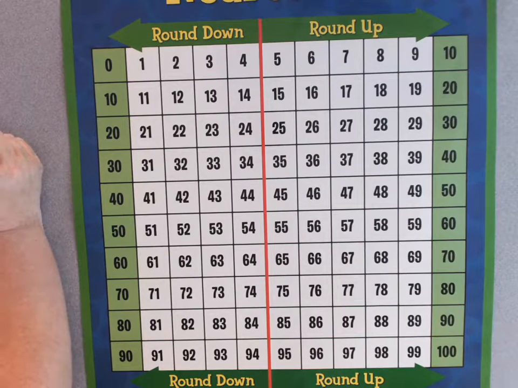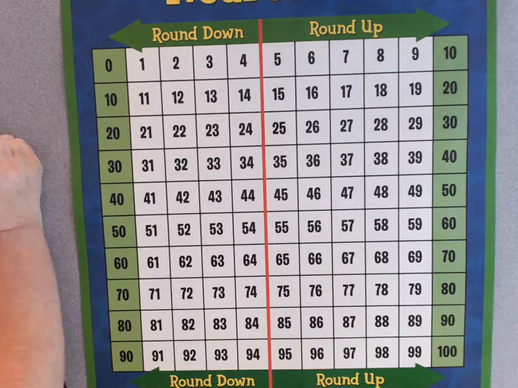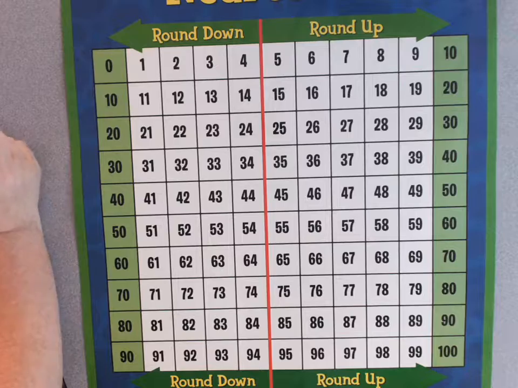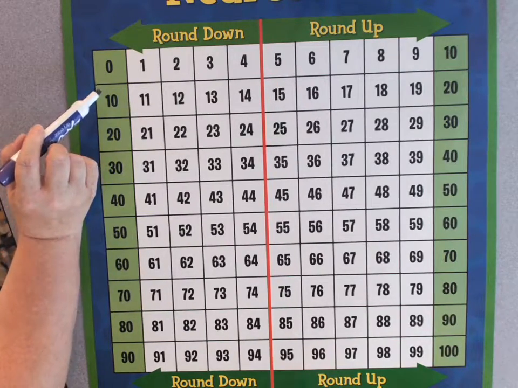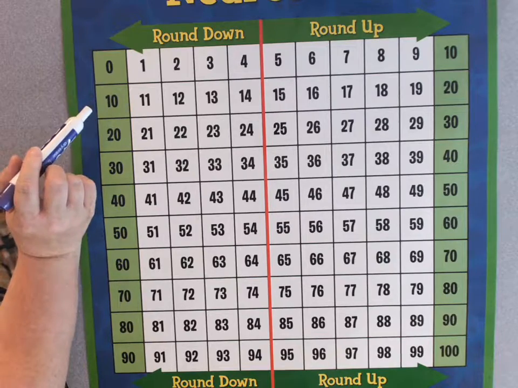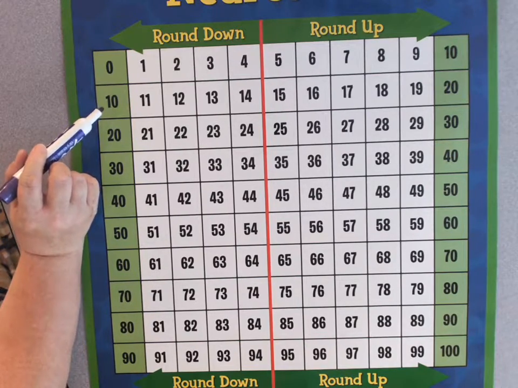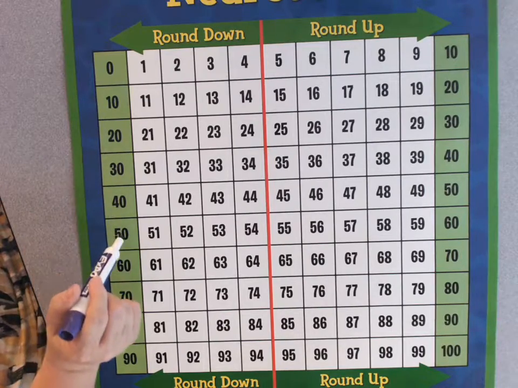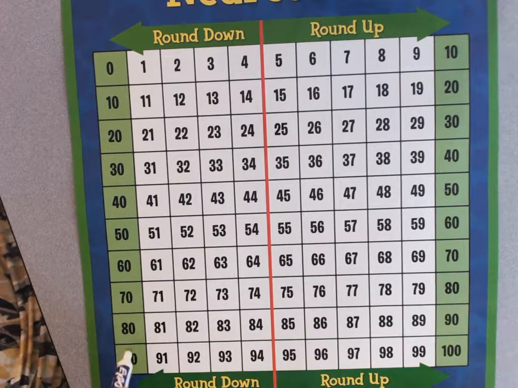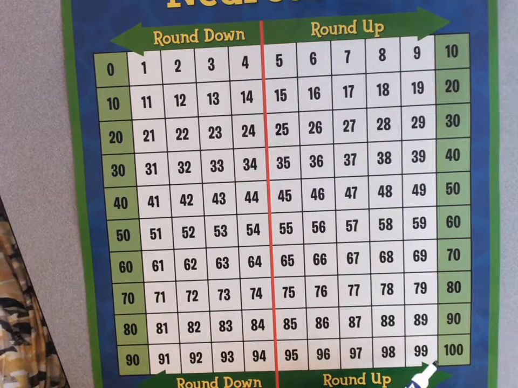Today we're reviewing rounding using the place value method, and we're starting off with the nearest tens place. So if we're rounding to the nearest tens place, we need to think about counting by tens: 10, 20, 30, 40, 50, 60, 70, 80, 90, 100.